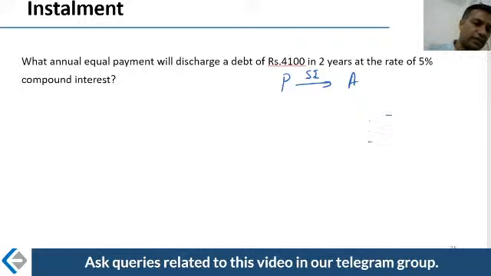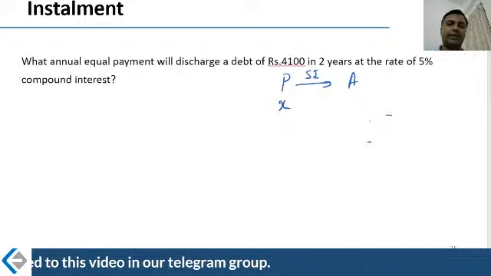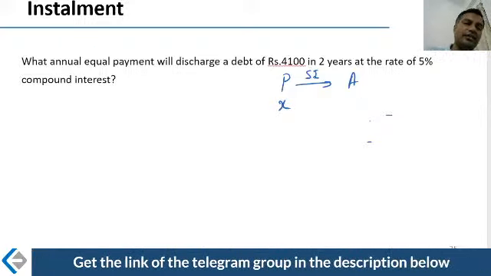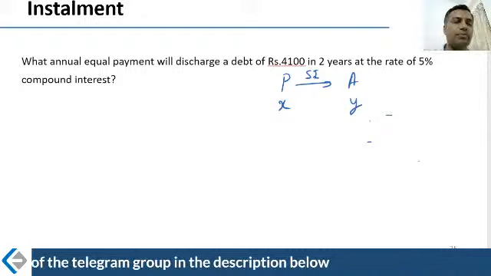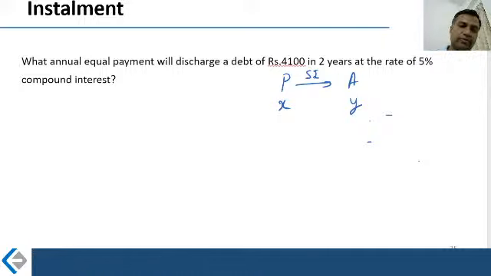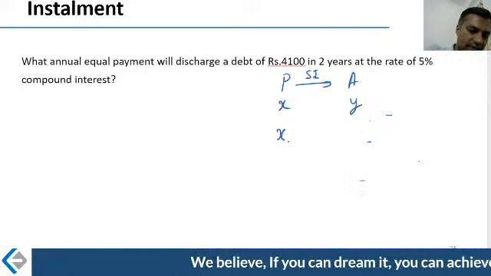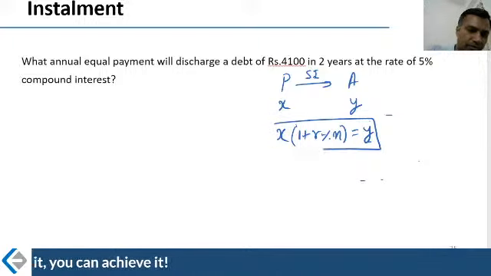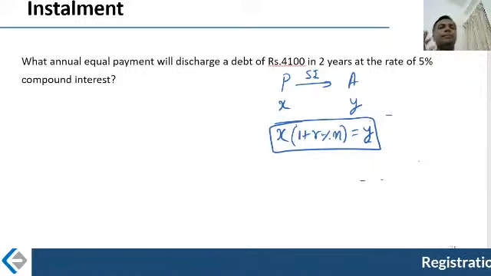Let us say that the principal is X. The amount at the end of n years at the rate of R% has become Y. SI is the scheme. What is the relationship between X and Y? You will say X into 1 plus R% times N is equal to Y. This is the relationship between X and Y if the scheme is the simple interest scheme.